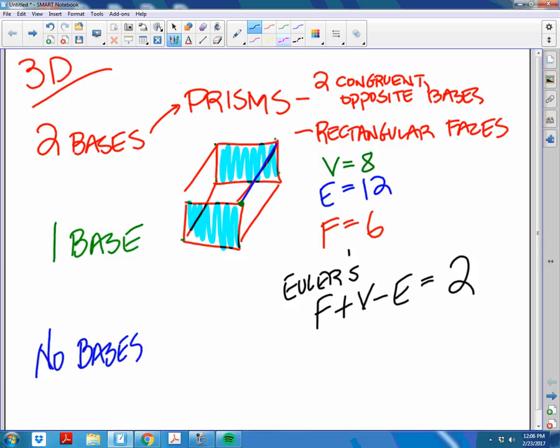So we'll plug them in. F is 6 plus 8 minus 12 equals 2. And we'll keep checking, and I'll show you how Euler's formula works with any polyhedron. Works with any of them. And the way I remember the order is I think "fave" without the A, F-V-E. So F plus V minus E equals 2.